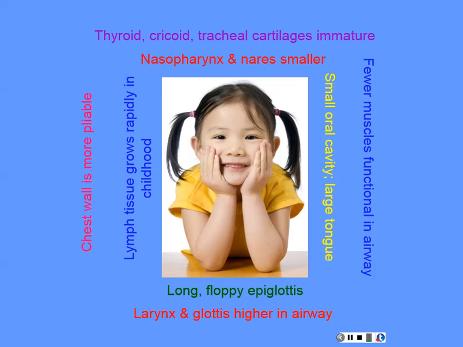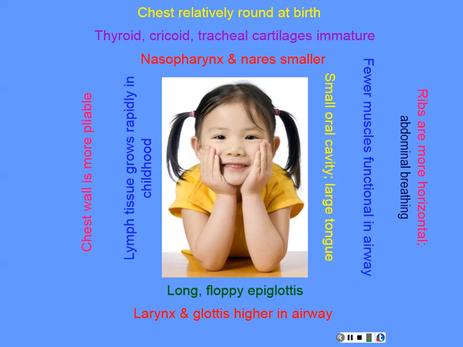Their chest wall is more pliable, and their chest is relatively round at birth. When you look at babies, they have that barrel chest look until about age 2. Their ribs are more horizontal and they're abdominal breathers, okay? When you look at school age kids, girls between 5 and 7 years of age switch to a more thoracic breathing pattern, and boys switch to both, abdominal and thoracic.